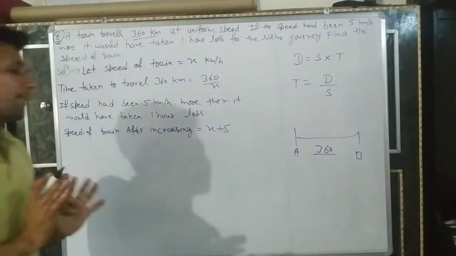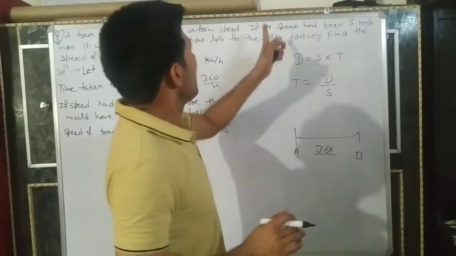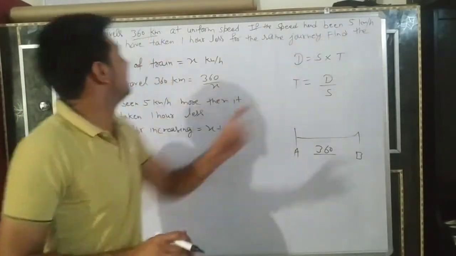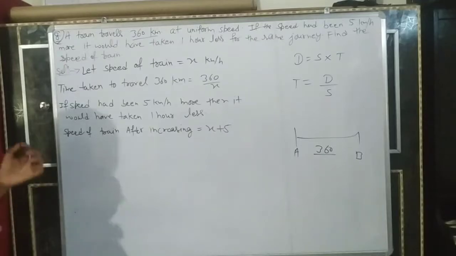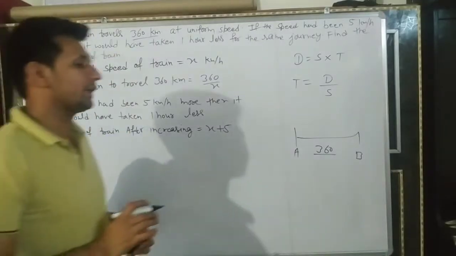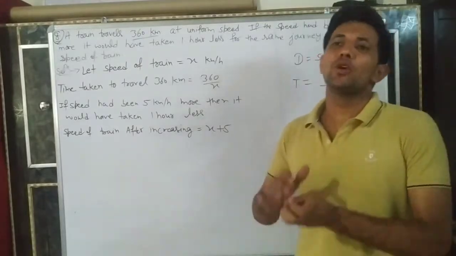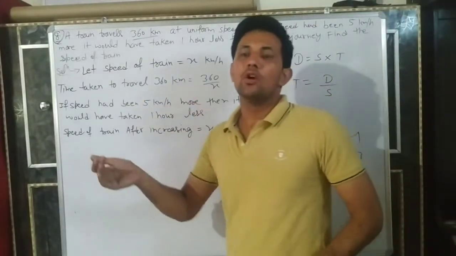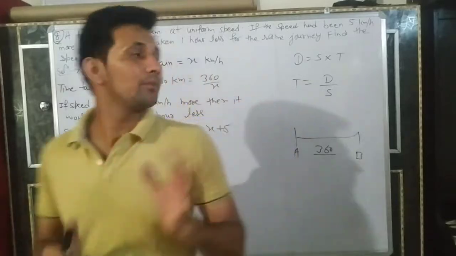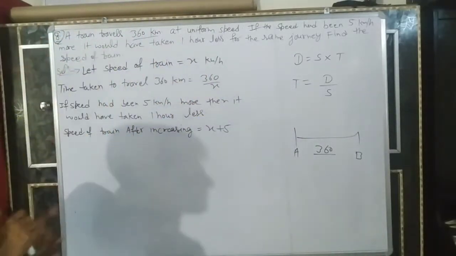Uniform speed means the speed is not changing. If the speed had been 5 km per hour more, then it would have taken 1 hour less. It is very simple, dear. If your speed is more, you will take less time to cover any distance. So what is given? We have to find the speed of the train.